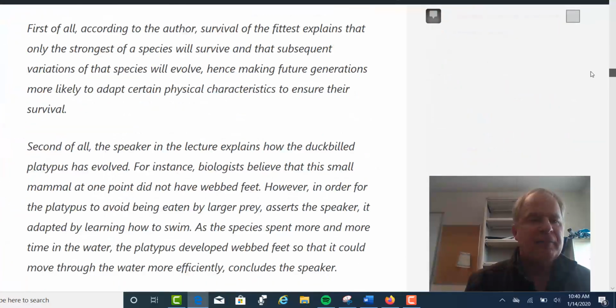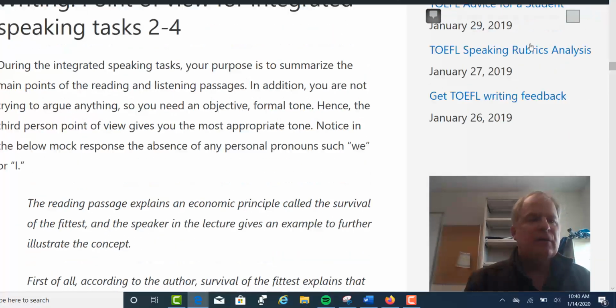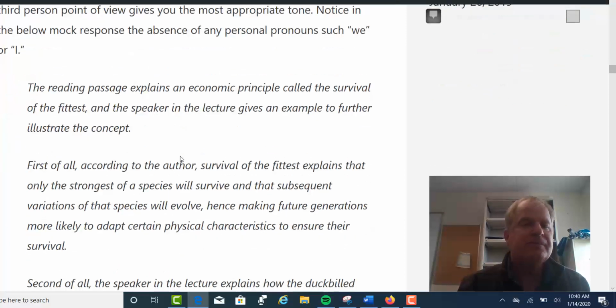So let's take a look at that. It says here, during the integrated speaking task, your purpose is to summarize the main points of the reading and listening passages. So let's talk about integrated speaking, not integrated writing. It says, in addition, you're not trying to argue anything, so you need an objective formal tone. Hence, the third person point of view gives you the most appropriate tone. So notice in the below mock response the absence of any personal pronouns such as we or I.